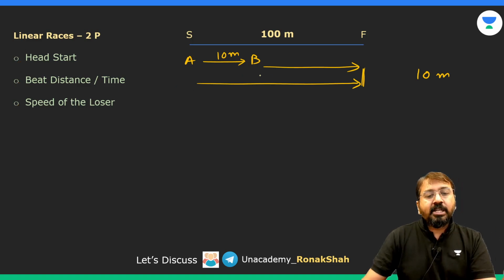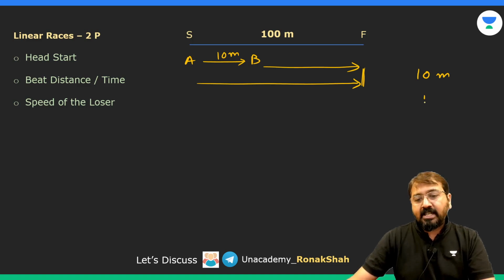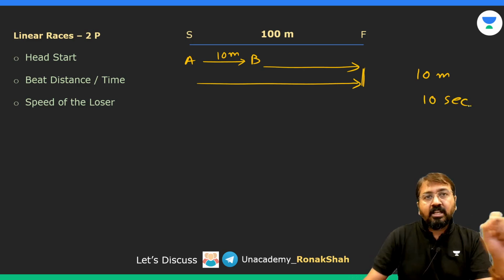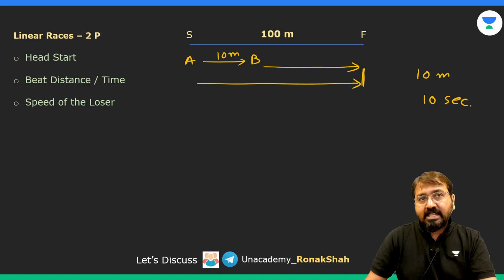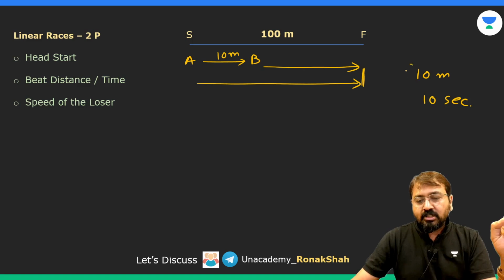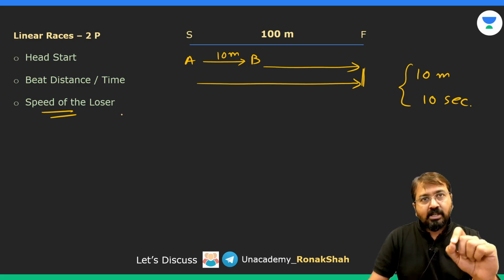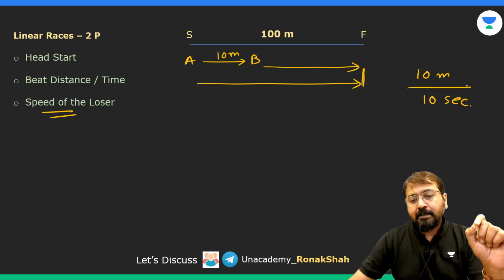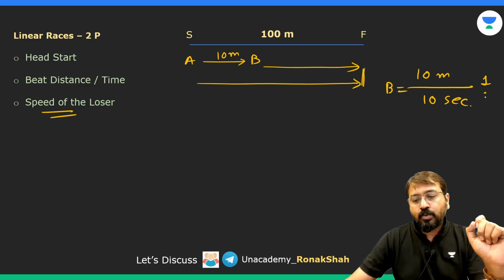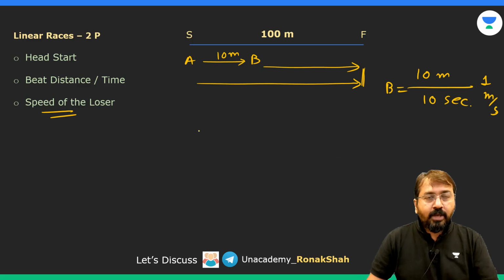In a race of 100 meters, if A beats B by 10 meters, then that's called the beat distance. Similarly, you can also be given beat time. Say in the same race, A beats B by 10 seconds. That means if both of them are running the full length of the race, B takes 10 seconds more, so you can say A has beaten B by 10 seconds. Now based on this data, you can find out the speed of the loser. For example, if A beats B by 10 meters or 10 seconds, then we can say the speed of B is 10 meters by 10 seconds, that is 1 meter per second. So this is how we can quickly extract the information.